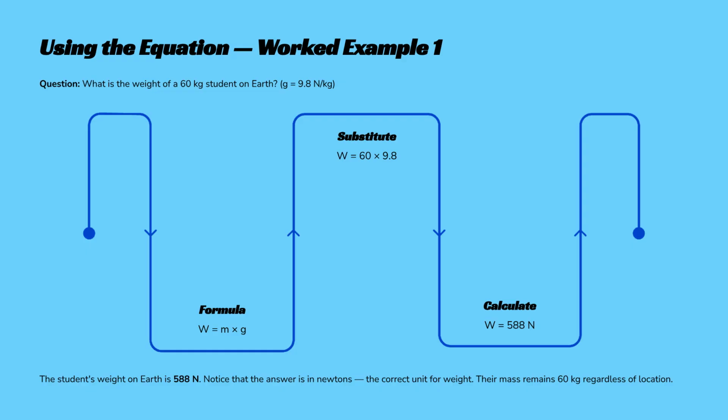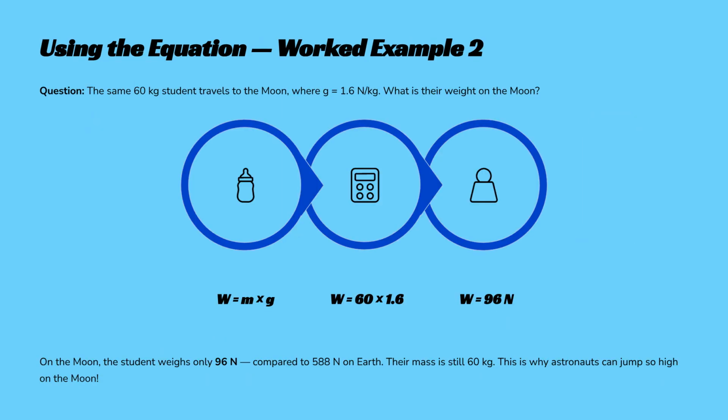Let's look at an example. To find the weight of a 60-kilogram student on Earth, multiply their mass by 9.8. This gives a result of 588 newtons. If that same student travels to the moon, where the gravitational field strength is 1.6, their weight drops significantly to 96 newtons. Their mass, however, remains 60 kilograms.